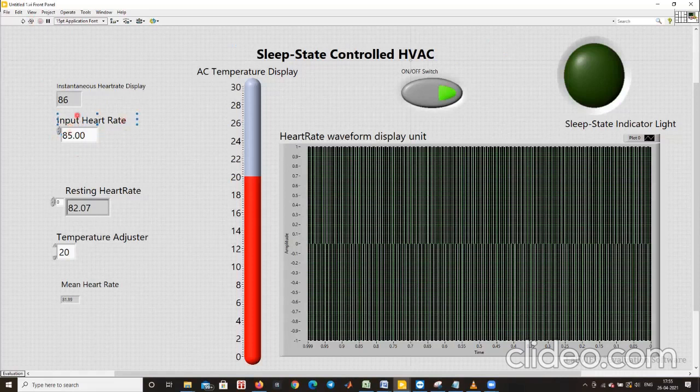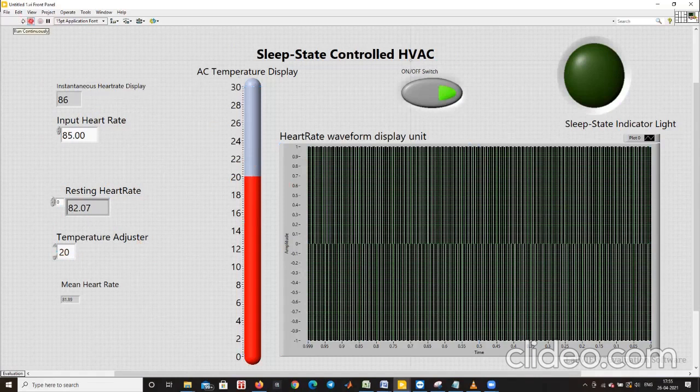This is the input heart rate. This is the heart rate which we will be simulating. So we can observe that once this heart rate falls below 80% of the resting heart rate, there is a spike in temperature by 3 degrees. Okay, this is the temperature adjuster. This is the equivalent of the thermostat at common households. This is the temperature at which the HVAC system would exist if it was not controlled by this project. This is the temperature indicator, where you can see that if the system is in sleep state, then there is a jump of 3 degrees Celsius.